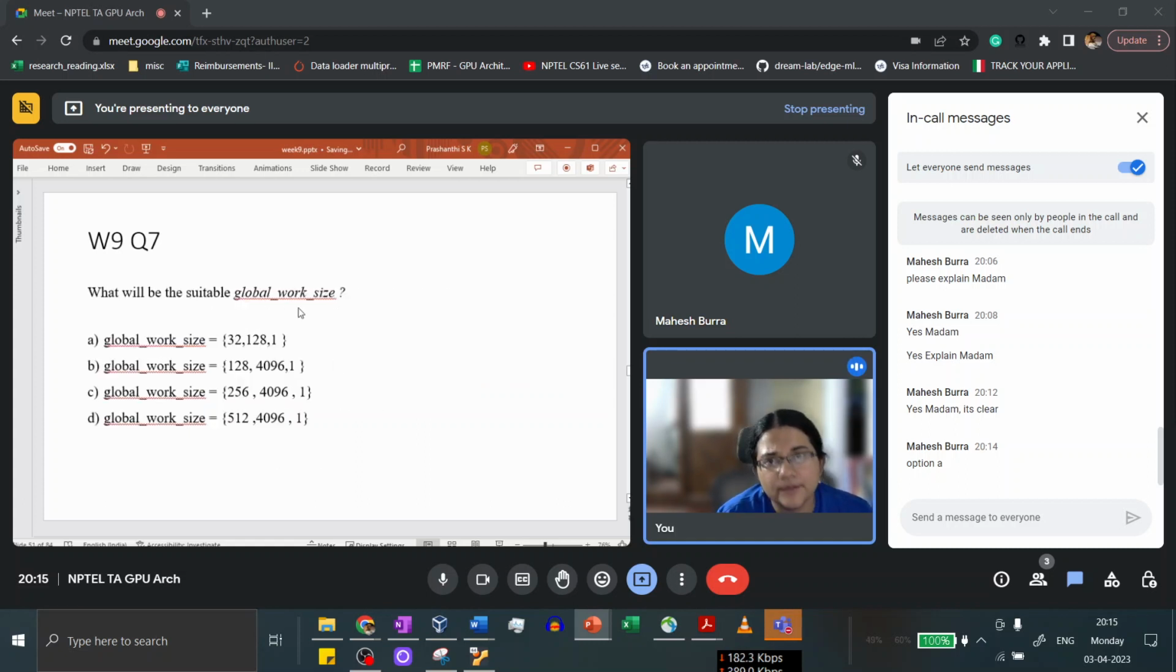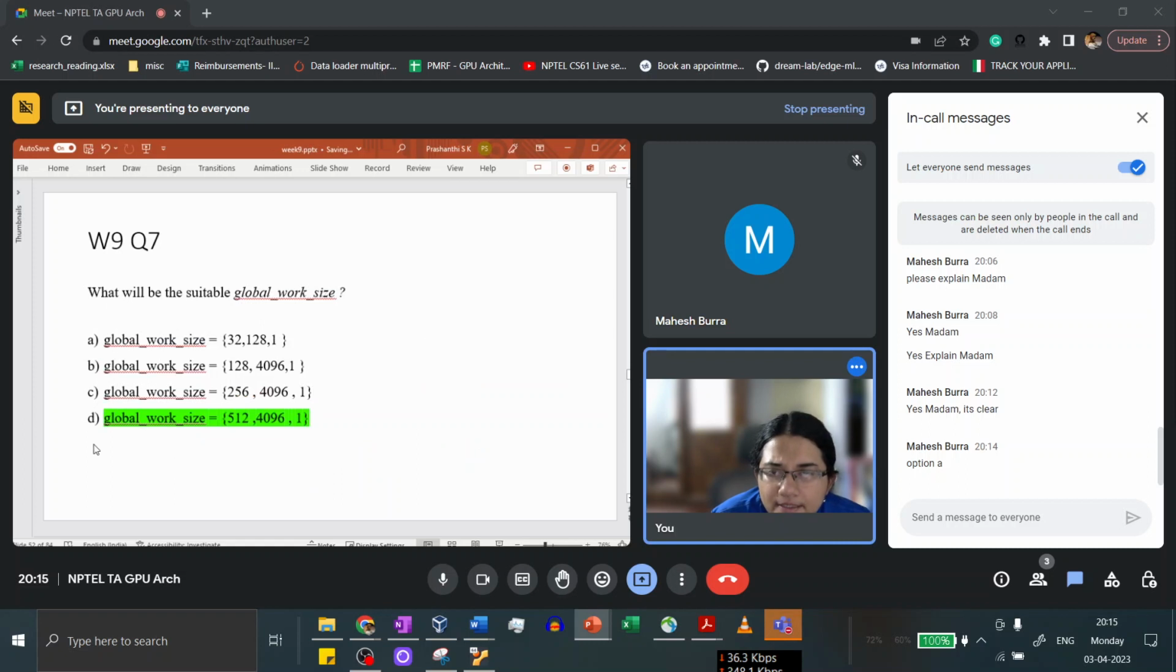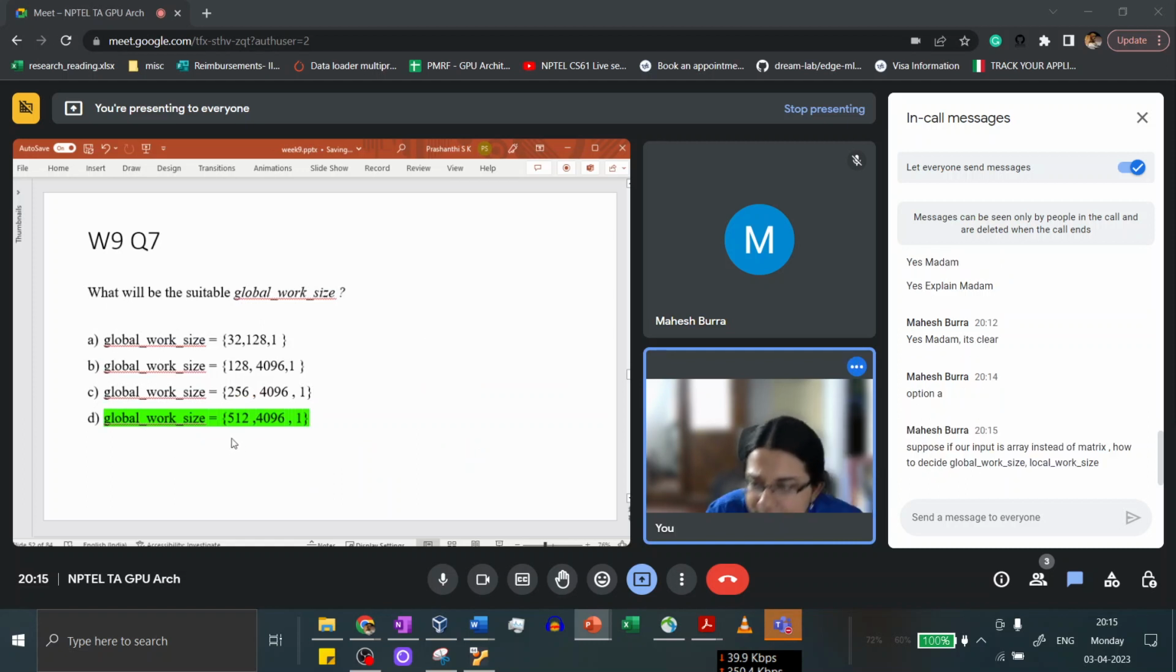So now what is the global work size? Remember that the global work size is correlated to your problem size. If you multiply these two matrices, you get an output matrix of 512 cross 4096, right? And you want one thread to generate one element of this output matrix. Since it's a 2D matrix, your third dimension can be 1. The other two dimensions can be these two numbers themselves, which is your option D.